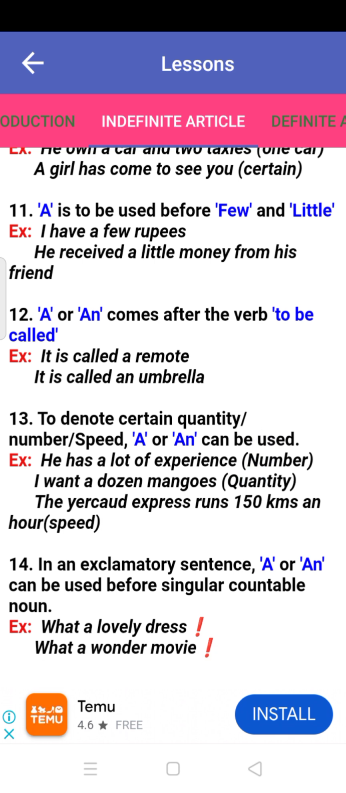The 14th one is: in an exclamatory sentence, a or an can be used before a singular countable noun. Here are some examples. What a lovely dress! What a movie! So these are the examples. I hope you are getting well. So far, if you have any doubts, please let me know and put your questions in the comment section so that I can get back to you with answers, or maybe in another video.